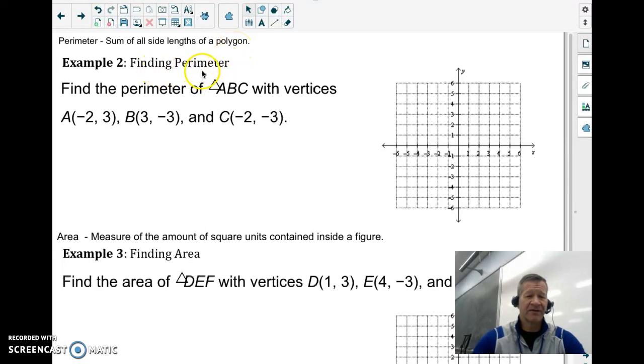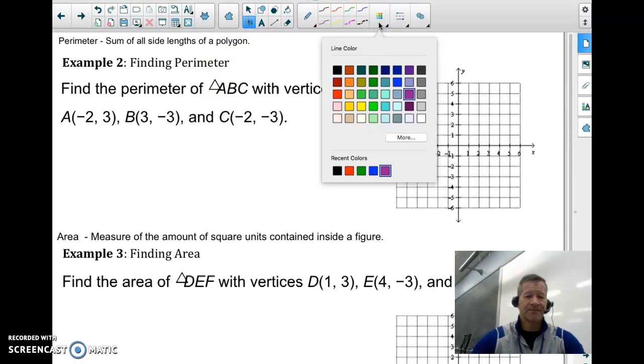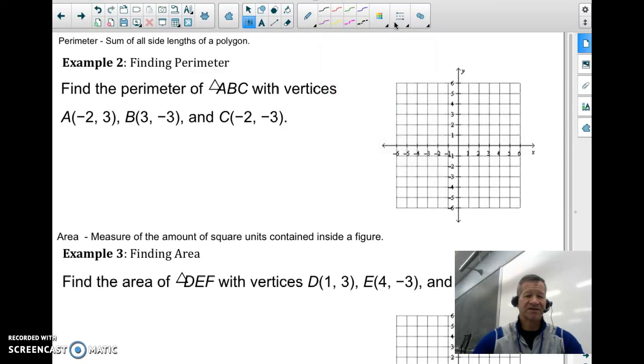Okay, so if we want to find the perimeter of triangle ABC that has vertices (-2, 3), (3, -3), and (-2, -3), what we have to do is determine how long the sides are. Once we determine the side lengths, we can go ahead and add them all together, find their sum.